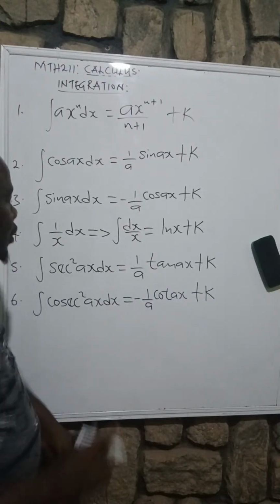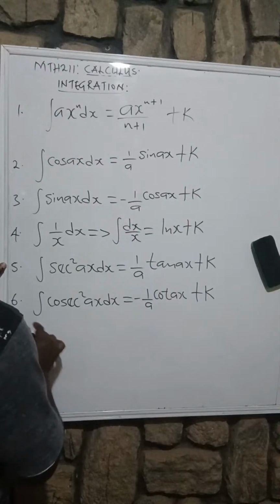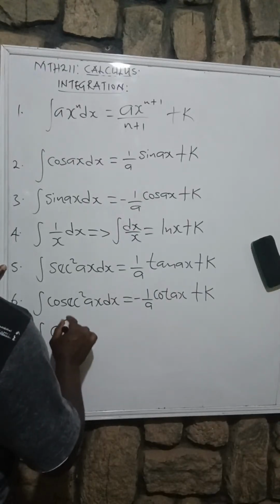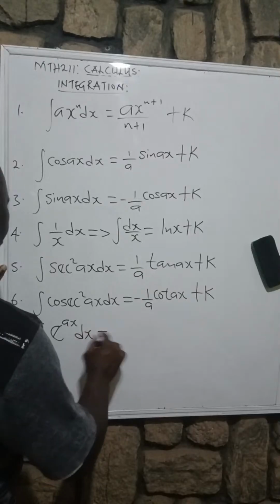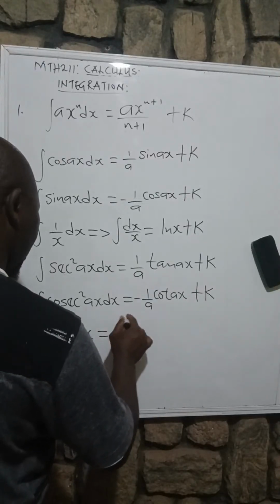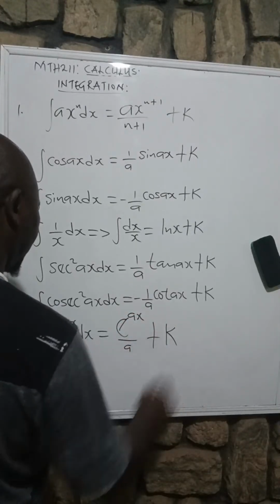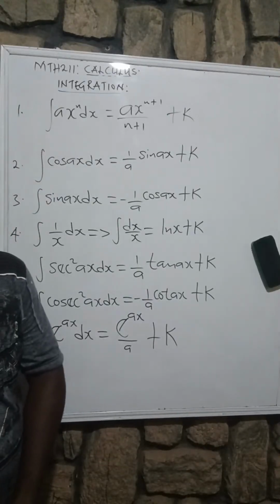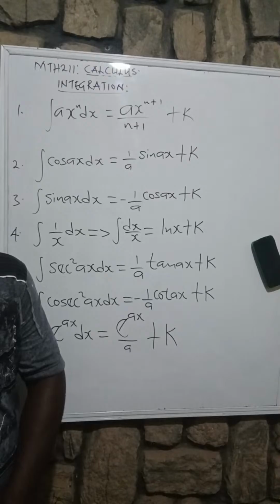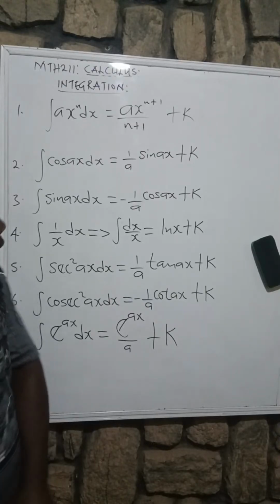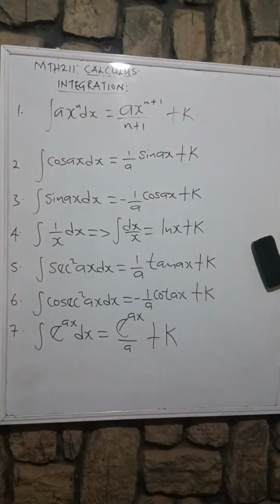So when you integrate 7, integral exponential ax dx, you are supposed to have what? Exponential ax all over a plus the constant. Is that clear? Do you understand? These things you are supposed to put them off hand. So please try and invite others who are still sleeping. Is that clear?